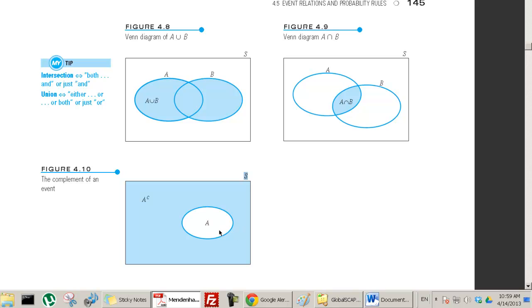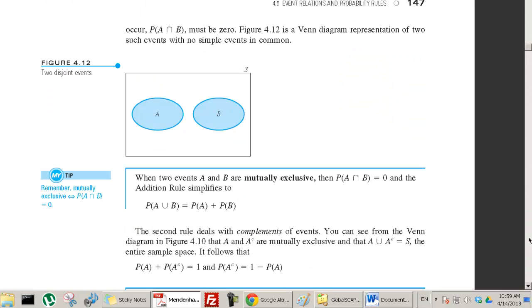So what we're saying is that the probability of A plus the probability of the complement of A equals the probability of S, but the probability of S equals 1. So the probability of A plus the probability of A complement equals 1, but we can certainly rewrite that. Just bring this term over here. So we write the probability of A complement equals 1 minus the probability of A. Okay, so we have that rule also.